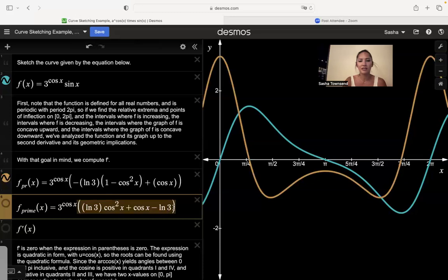Now this expression in parentheses is quadratic in form. It's not a quadratic function, but it's quadratic in the sense that if u equals cosine of x, we end up with a constant times u squared plus u plus a constant. So if we can find the roots of that quadratic form, then we can find the values of x that cause that function to be 0. So that's kind of the plan.